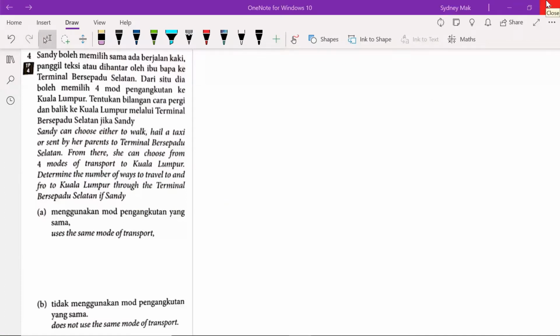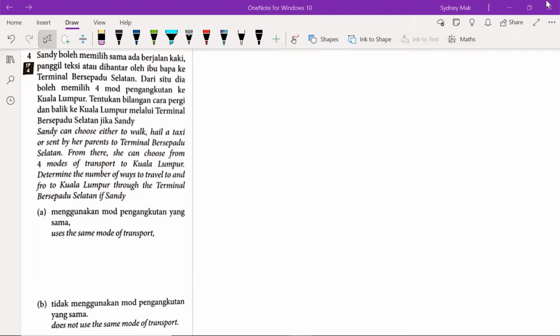Hi everyone, this is practice formative of chapter 4, question number 4. Now in this question, we know that Sandy can choose either to walk, hail a taxi or send by her parents to Terminal Bersepadu Selatan. And then from there, she can choose from 4 different modes of transport to Kuala Lumpur. And therefore, we have to determine the number of ways travel to and fro to Kuala Lumpur through the Terminal Bersepadu Selatan if she uses the same mode of transport.